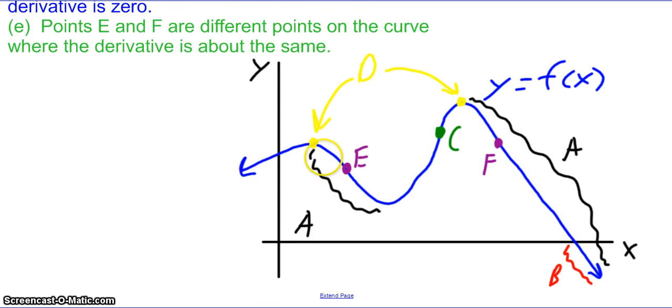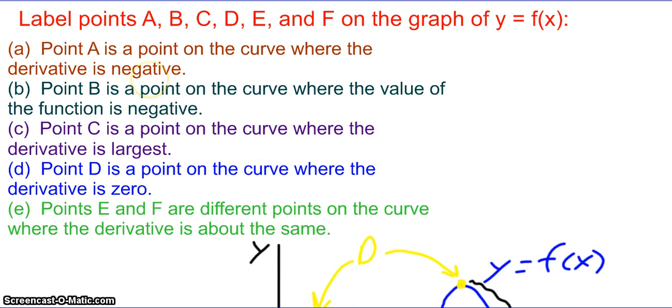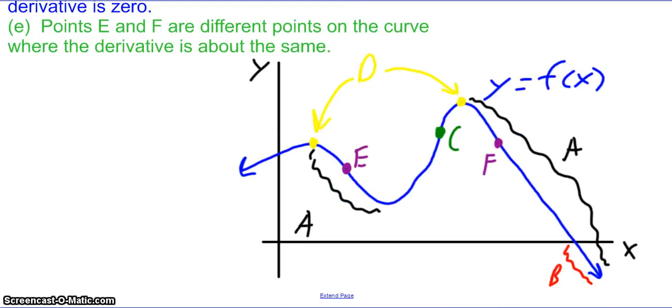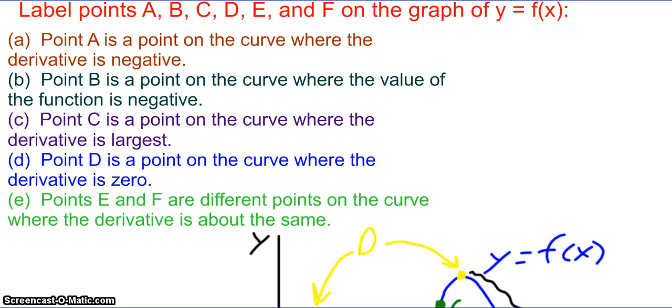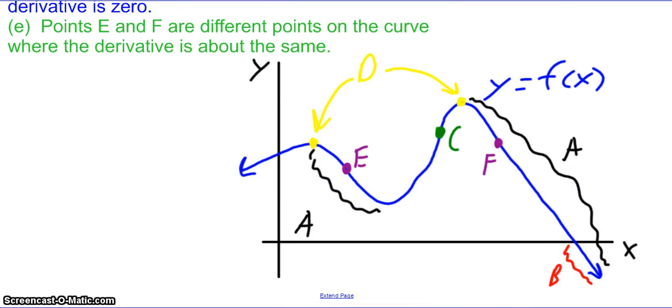Okay, so this is what I came up with. So A, remember, A is a point on the curve where the derivative is negative. Well, what's going to make the derivative negative is if the function has a negative slope, or is decreasing. So here, the function is decreasing, and here, the function is decreasing. So anywhere along those spots, A could be labeled. B is a point on the curve where the function is negative. So where is the function negative? Well, it's negative when it's below the x-axis.